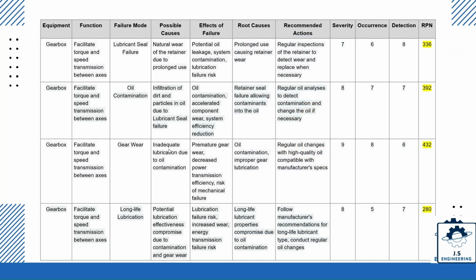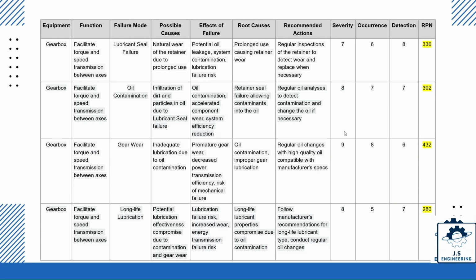Possible cause: inadequate lubrication due to oil contamination. Effects of failure: premature gear wear, decreased power transmission efficiency, risk of mechanical failure. Root cause: oil contamination, improper gear lubrication. And recommended actions: in every FMEA we leave recommendations for each failure. So, a regular oil change with high quality oil compatible with the manufacturer's specs.